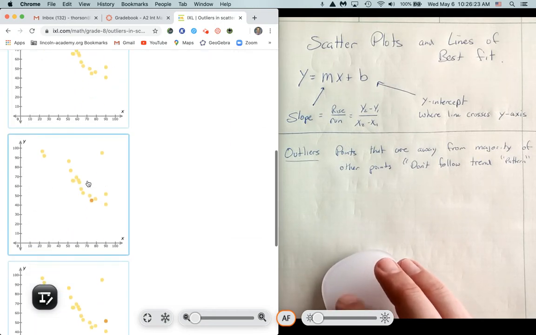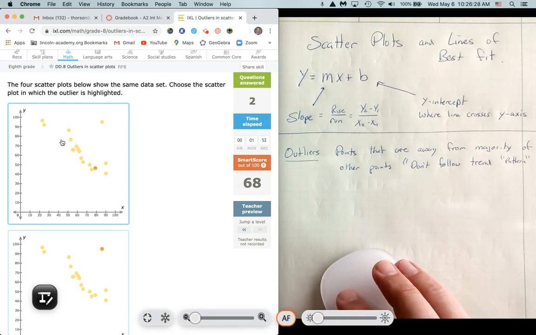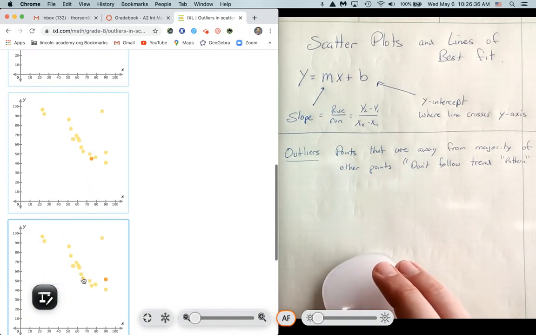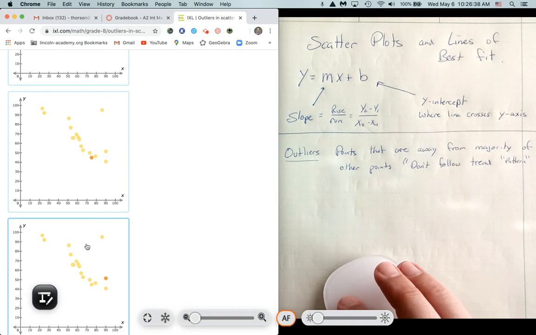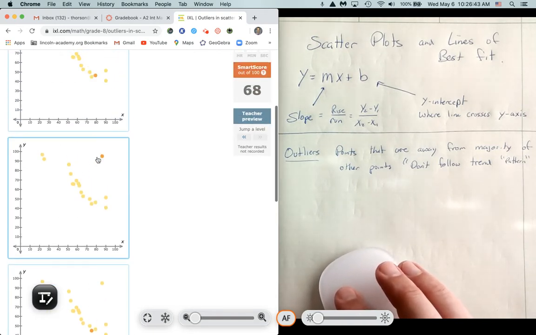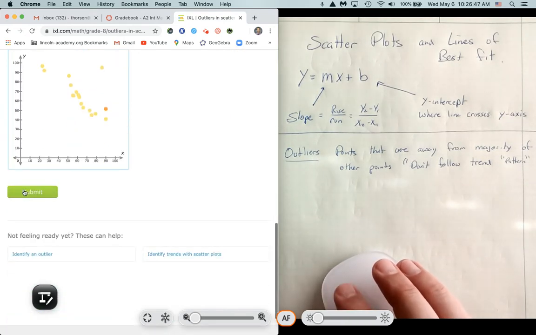So again, just remember, they're all the exact same. If you look closely, they're all exactly the same graph. It's just which point's being highlighted. This one's amongst all these points that are looking in this general trend of going down. This is the one that's way out of there. See, this one's amongst them. This one's actually close enough. Again, outliers have to be quite a ways away from the majority of the remaining dots. So you'd click this one and you'd hit submit.